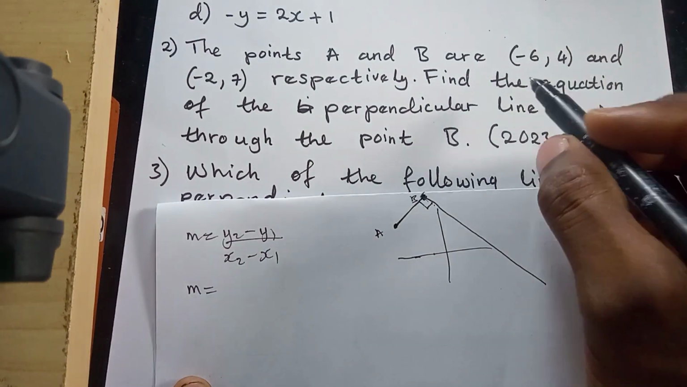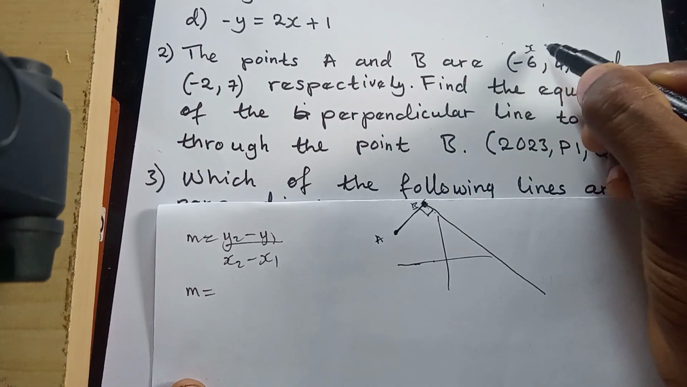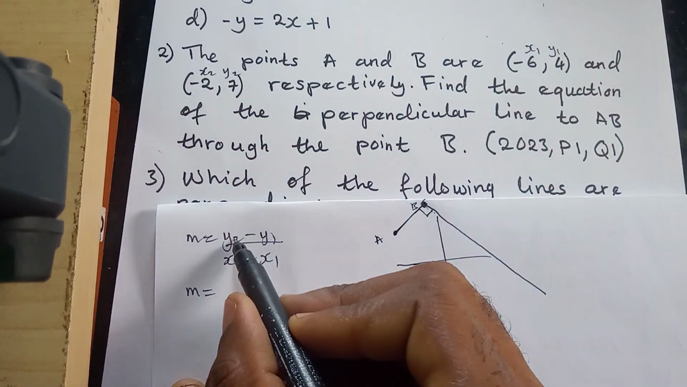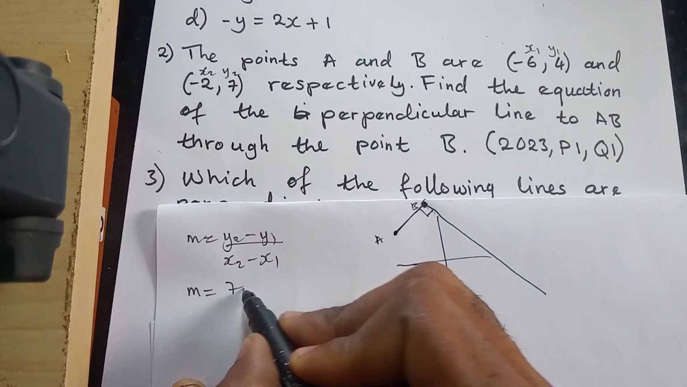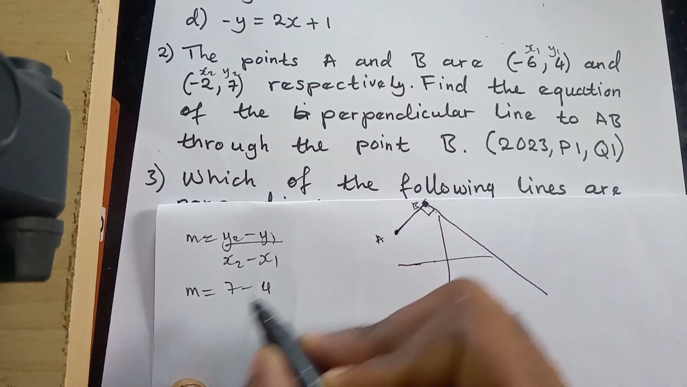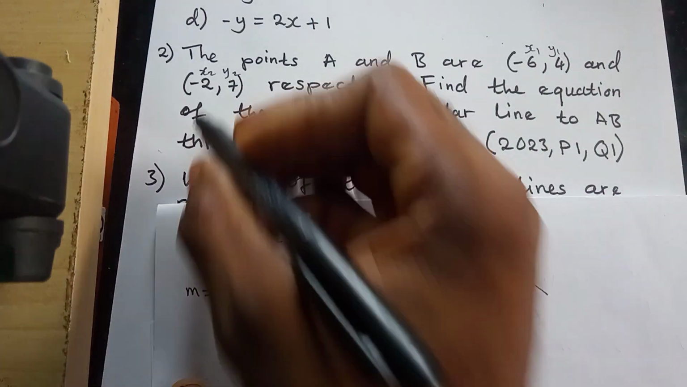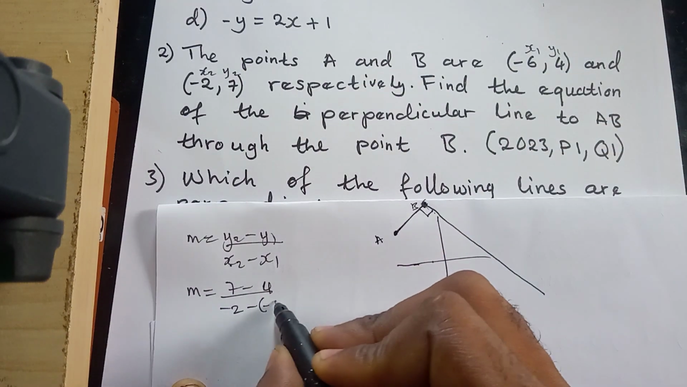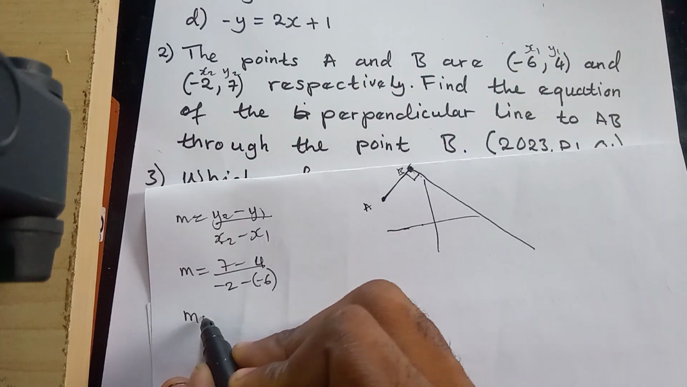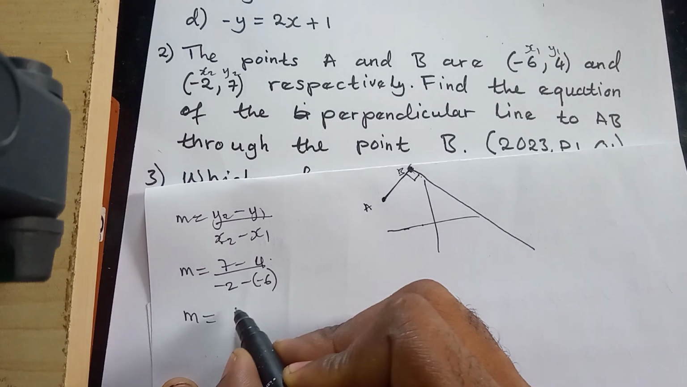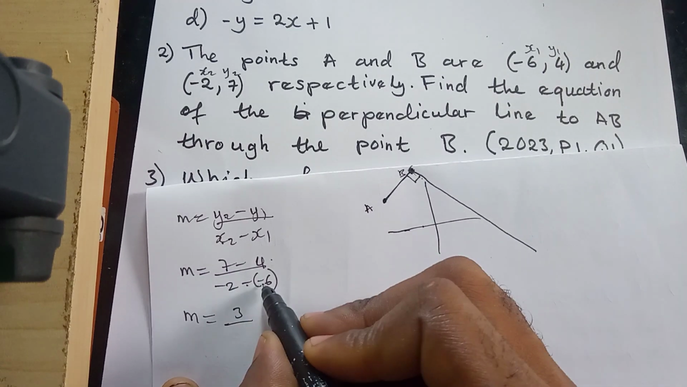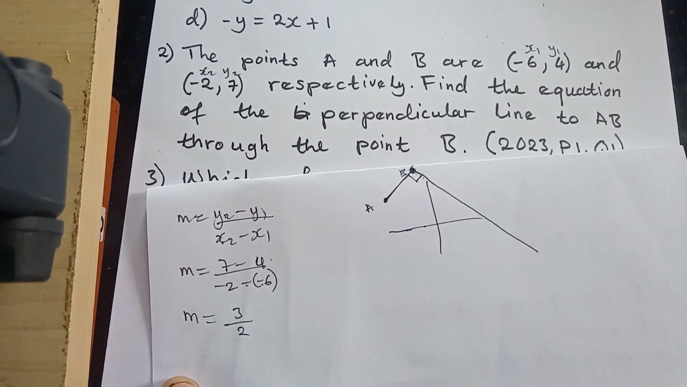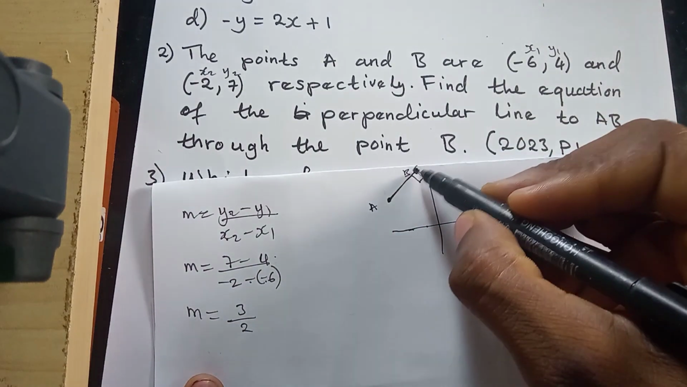So our gradient will be, let's call this x1 y1, then x2 y2. So our y2 is 7 minus our y1, which is 4, and then our x2 is -2 minus our x1, which is -6. So our m will be this minus this is 3, and then negative and negative is positive, so we have -2 plus 4, which is a 2. So this is the gradient of this line.